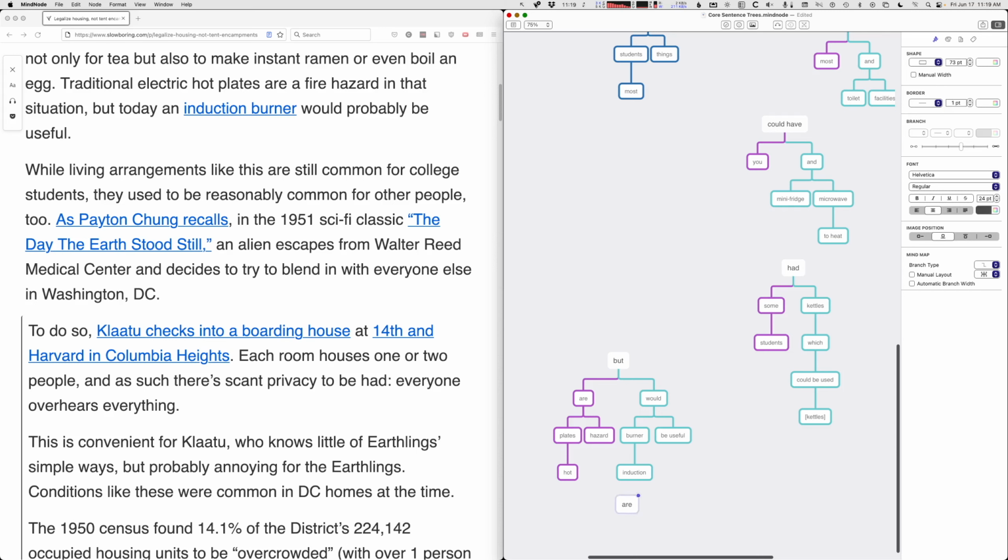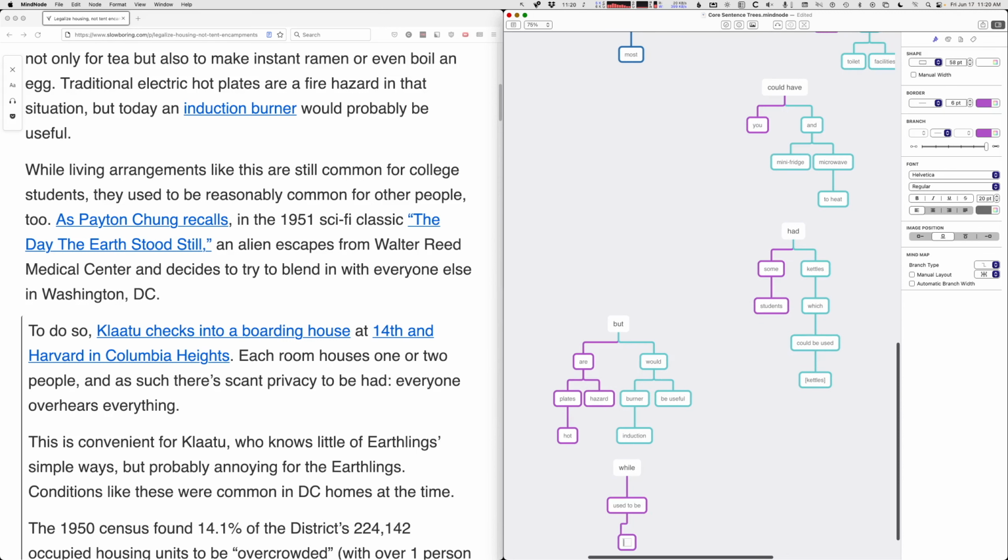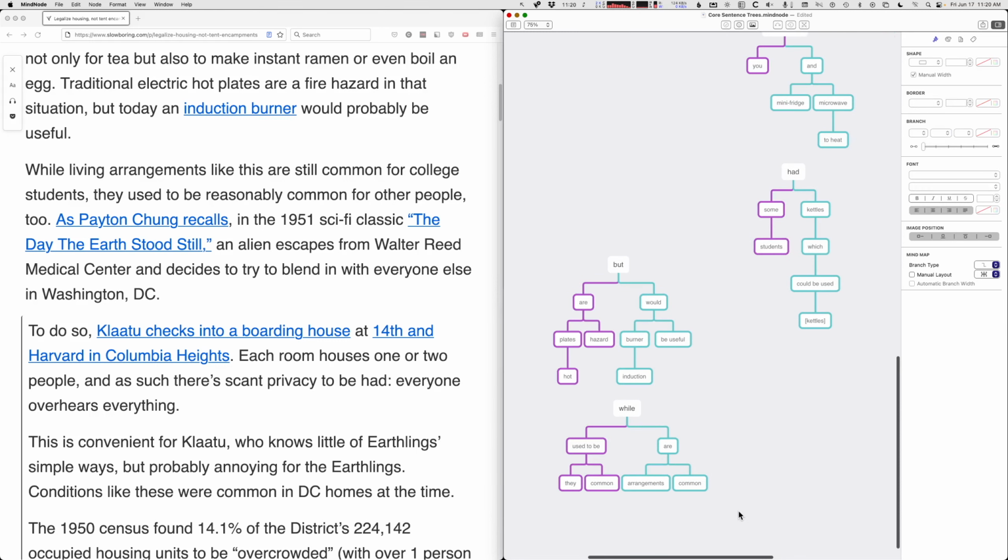No, we're going to need the while, aren't we? Yep, all right, we have two clauses here. So it's while. And then the main clause is actually going to be used to be. So they used to be common. And then the subordinate clause says are arrangements common. All right, we've got the main words.